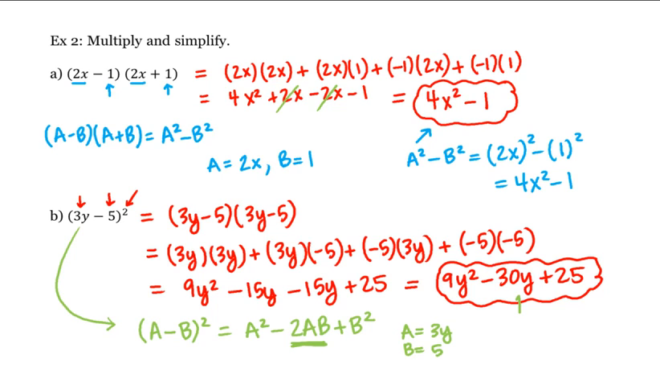So our answer here is a squared, or 3y squared, minus 2 times a times b, and then plus b squared, or 9y squared minus 30y plus 25.